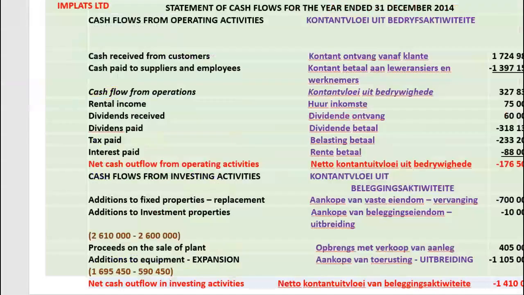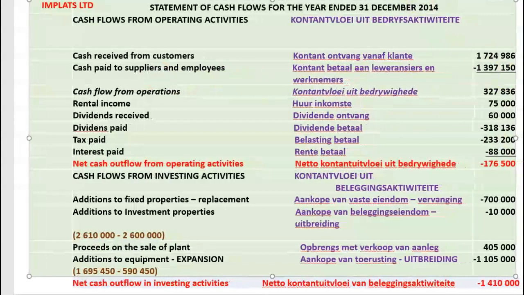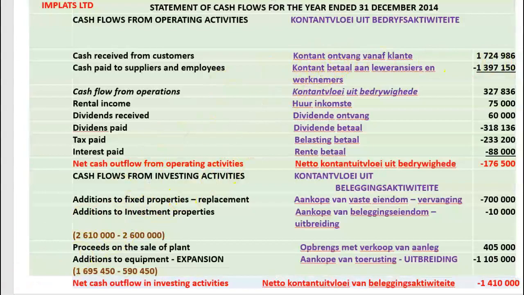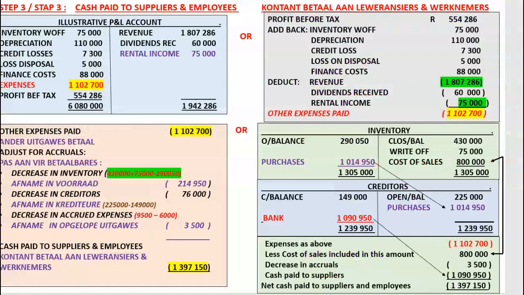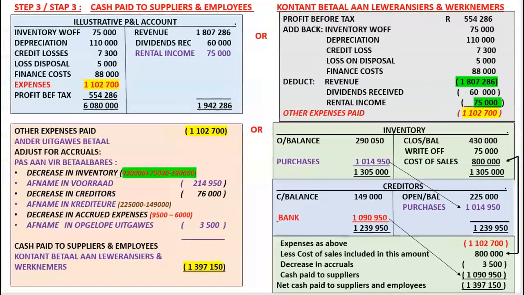And I'm going to park it here. Cash paid to suppliers and employees 1397150. Coming back to this calculation though, I want to show you if I took an alternative way of calculating this 1397150.